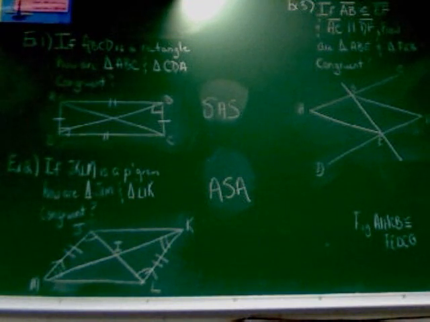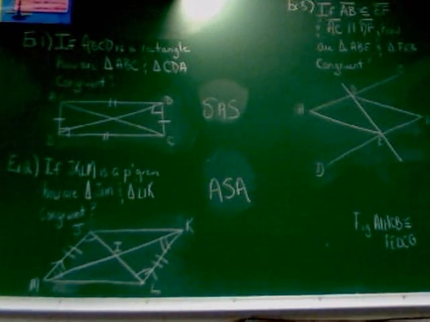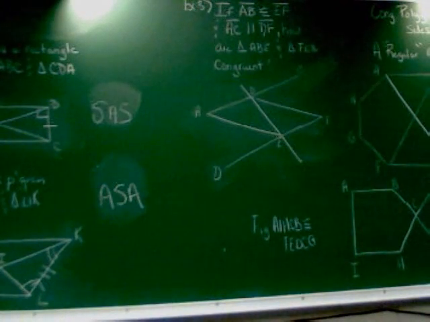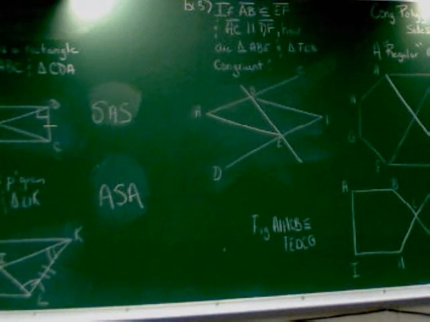All right, example 3. If AB is congruent to EF and AC is parallel to DF, how are triangle ABE and triangle FEB congruent?